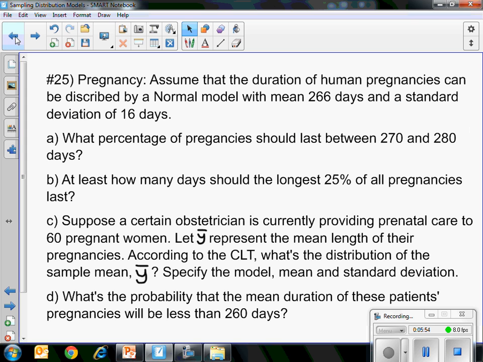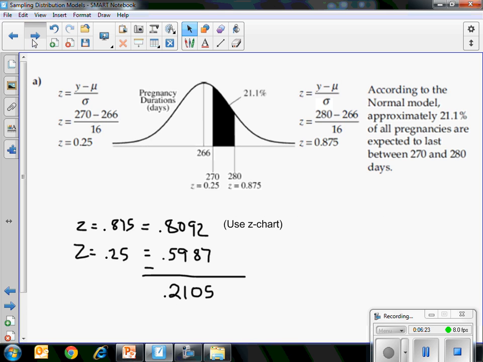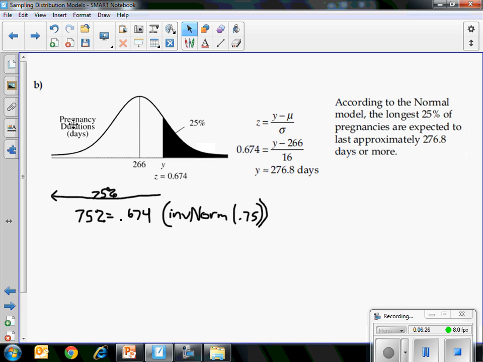All right, so let's go back to B. B says, at least how many days should the longest 25% of all pregnancies last? So this is looking for, again, look at your normal model, the top 25%. So let's take a look at what that looks like. Here's my picture. There's my 266. Again, this is right here. We don't know what y is. We're going to calculate that. Here's my 25%.